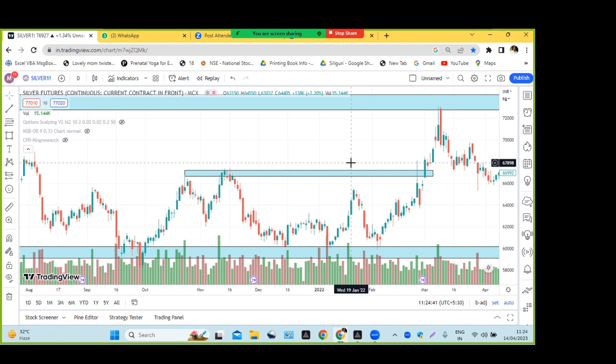Okay. Now we will start with another topic called shooting star. This is one of my favorite candles. The theory is the same. You have to wait for it. See this candle. I can zoom in more.